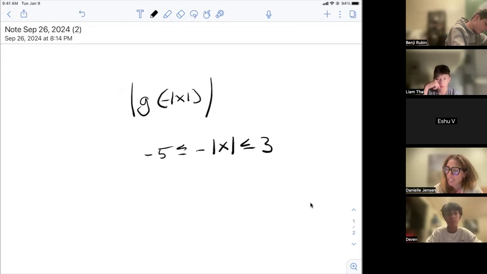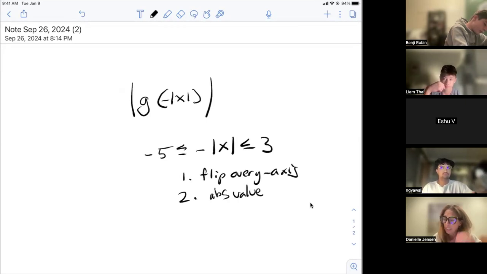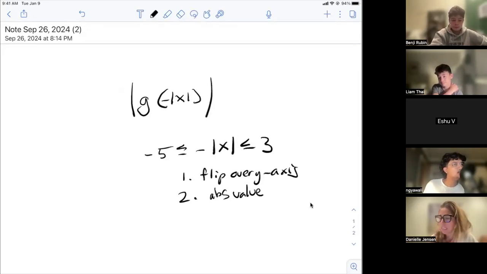The -1, yeah, right? So the first thing was flip over the y-axis, and then the absolute value. For me personally, I'm less likely to make a mistake with the order of the transformations in the domain if I do that, just to figure out what order you're doing everything in. That's the only reason. It's not a have-to, but it's helpful. Okay, thank you. Benji?